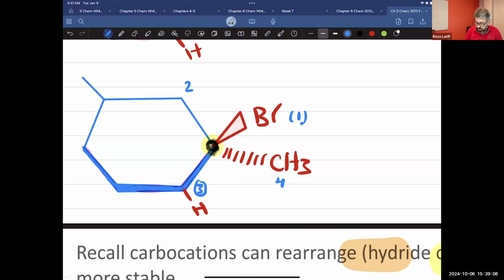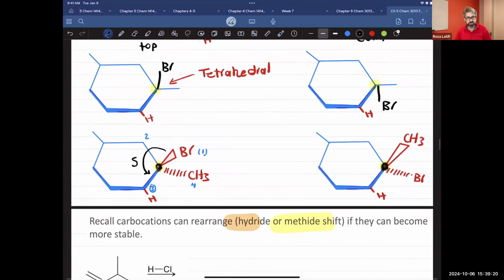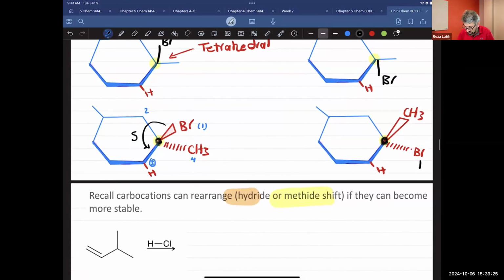Now let's assign the configuration. In this case, if we follow the numbers, it will be counterclockwise, and this is going to be S configuration. So if we add bromide from the top, we get S configuration. But if we add the bromide from the bottom, we get bromide 1, this is going to be 2, and this one will be 3.